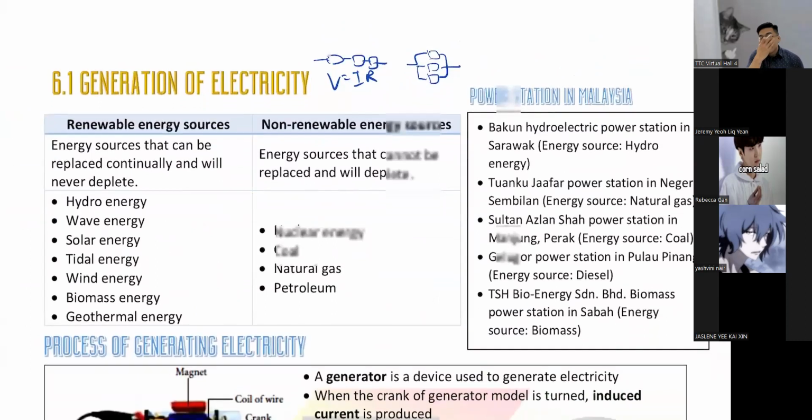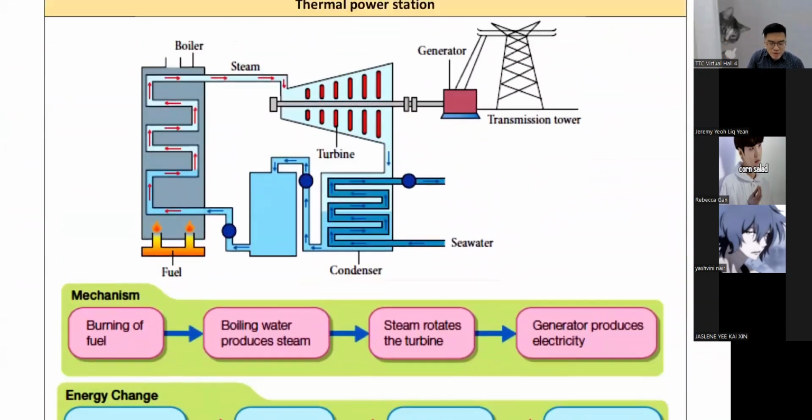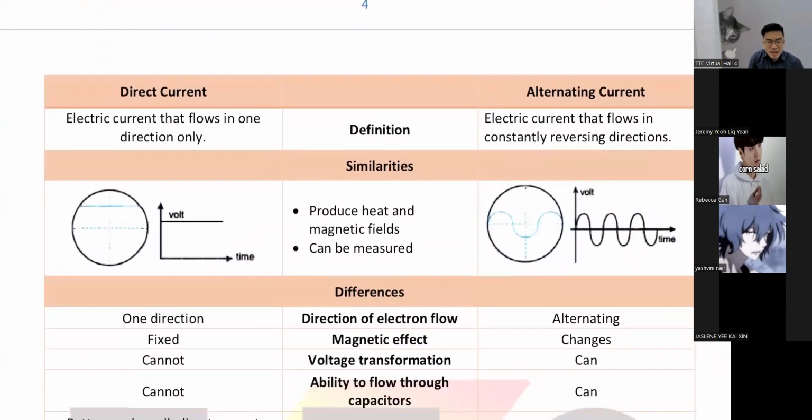All right, if you find last year's electricity very boring, I get it. But this year's electricity is much more interesting because we'll be learning how to generate electricity. What is a power station? What are AC and DC? Have you heard the story of Edison versus Tesla?